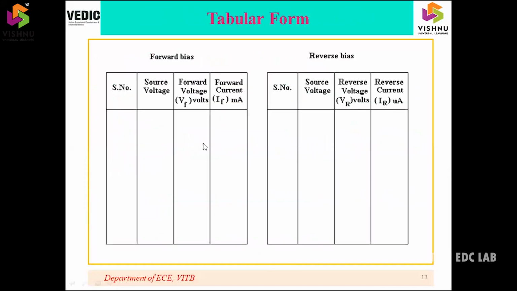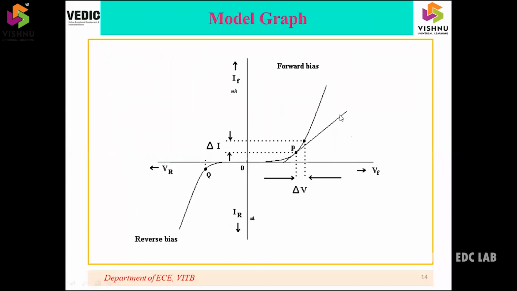And these are the tabular forms used for the diode forward bias and reverse bias. Note down the source voltage, forward voltage, and forward current for forward bias diode, and source voltage, reverse voltage, and reverse current for reverse biased diode. This is the model graph of diode forward and reverse characteristics.